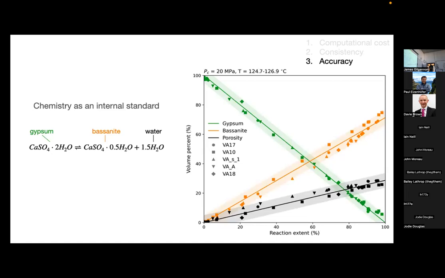So Ian Butler's idea, which I encourage you all to think about using if you have a system of reactions that you know are happening, is you use the chemistry as an internal standard for what you expect to be there. In our case, we know we should have gypsum inside our volume, and we know it should transform to bastnaeite plus water. So in this case, we ignore the water for the moment. We should transform to bastnaeite and have a solid volume reduction, and calculate. So that's what this is here. This is the bastnaeite, this is the salt, the porosity, and this is the gypsum decrease.